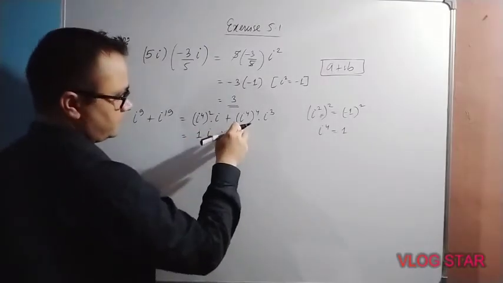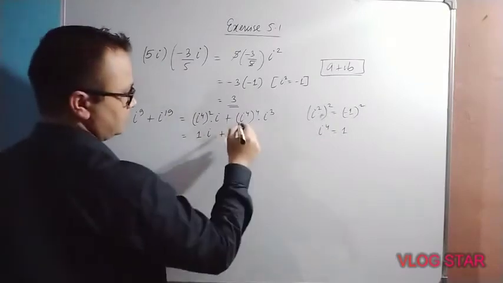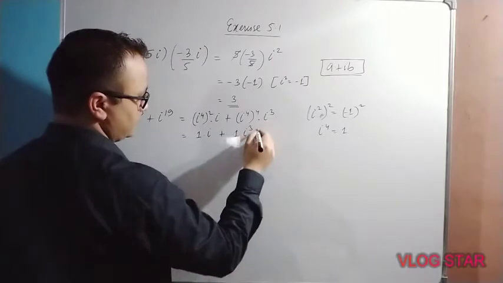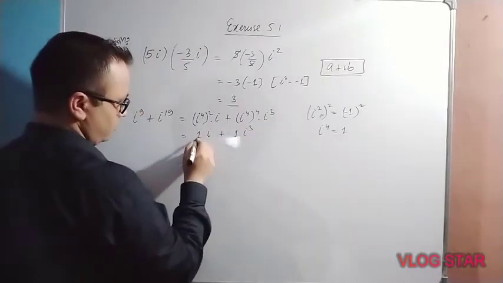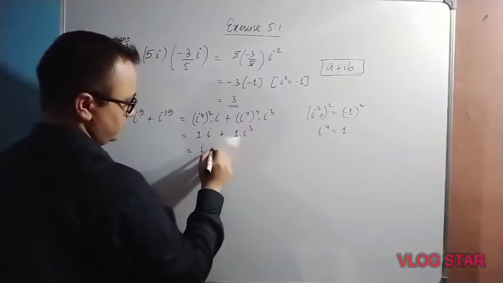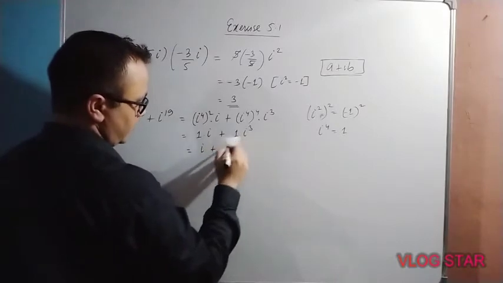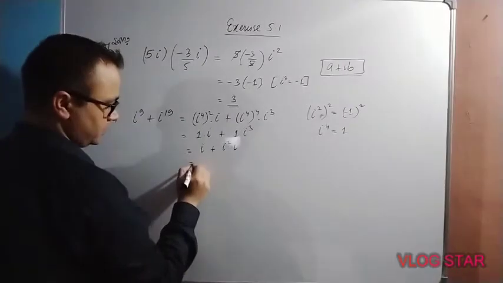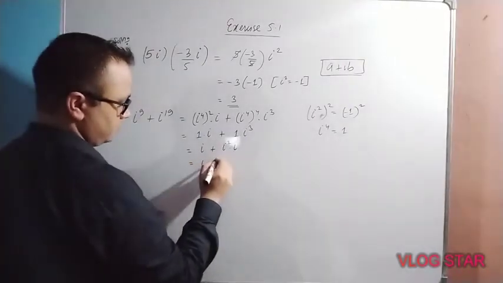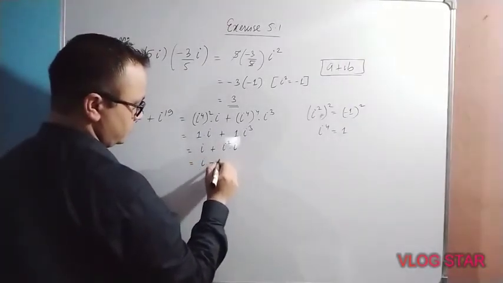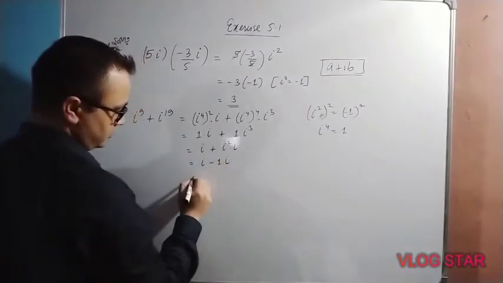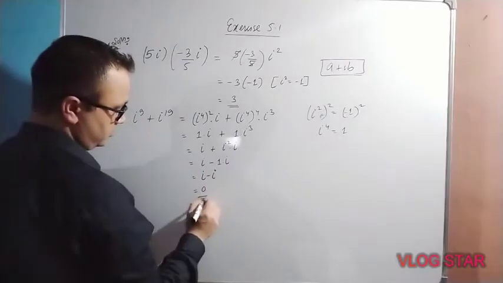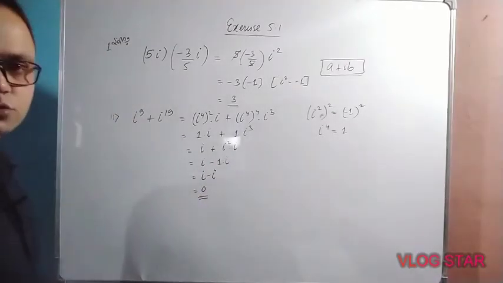plus 1 into i cube. Now again we have to break this i cube. So 1 into i is i, plus i cube is i square into i. So i square is minus 1, minus 1 into i. So this equals i minus i equals 0. Now this is the answer of question number 2.